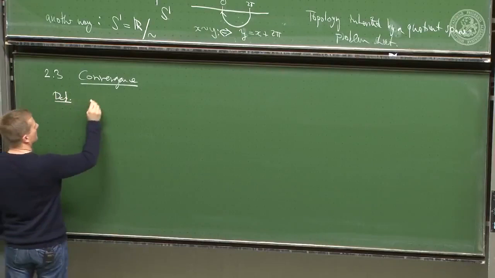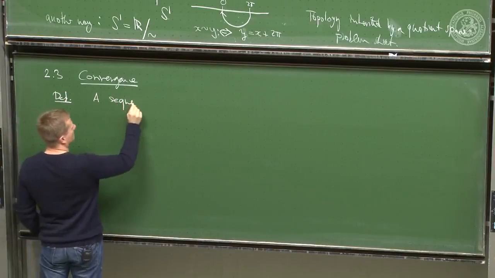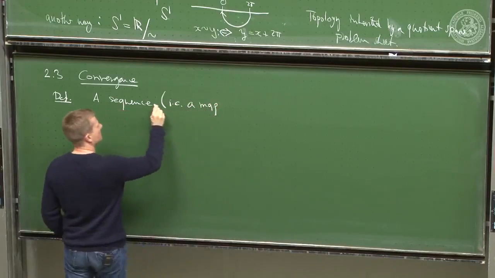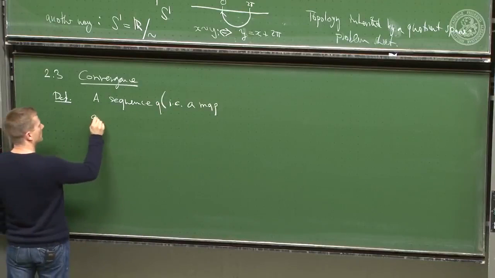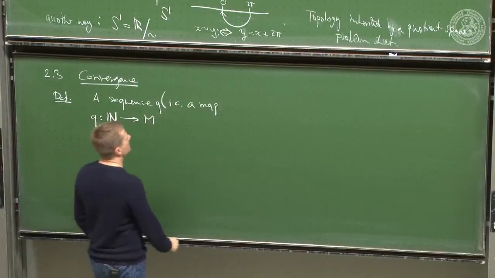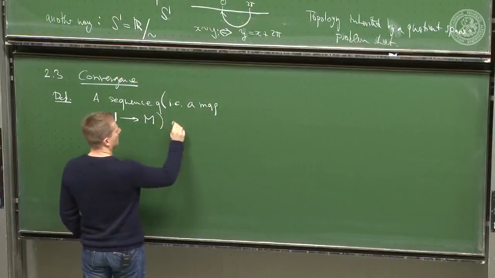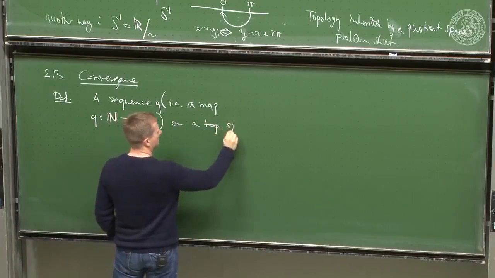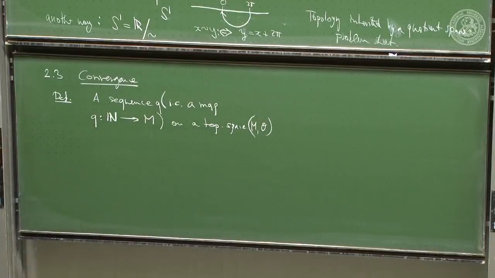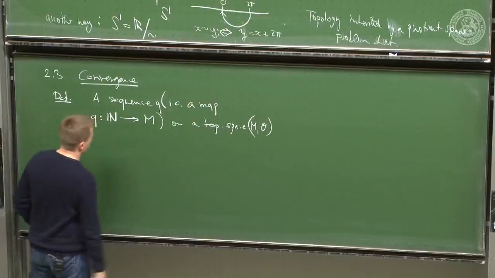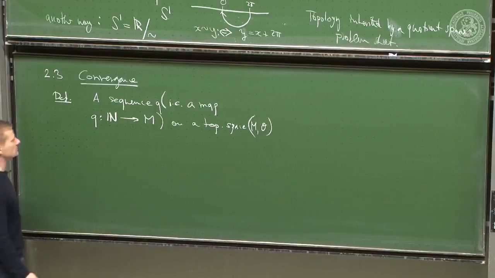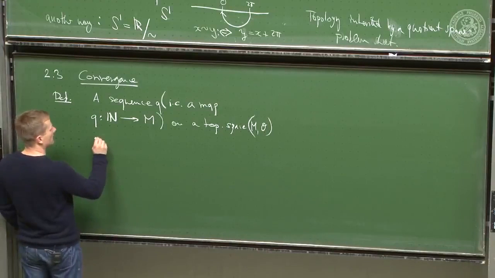Definition. A sequence, what is a sequence? That is a map, a sequence Q, that is a map Q from the integers into a set M, a sequence Q on a topological space M. So I need to provide the topology. That is a map that gives for every integer number a point in the set M that underlies the topological space.